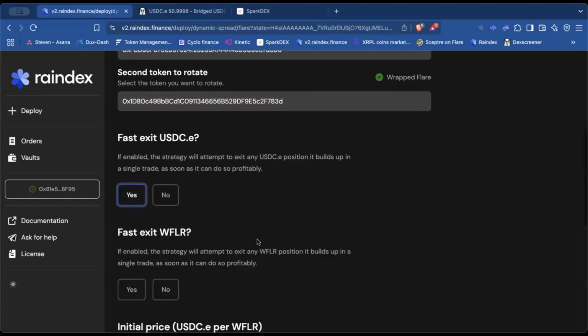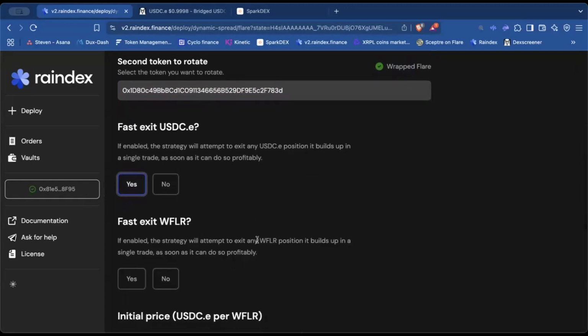So that means that if the parameters that you set up are met, then it's going to close all the profits that you have made before. Like every trade, if it's good enough to close the position, then it does it. And then you lock in the spread that you made. So fast exit Rat Flare, press yes.